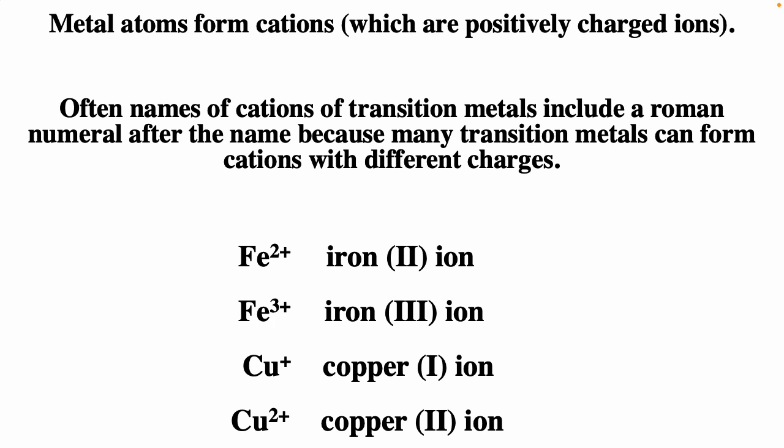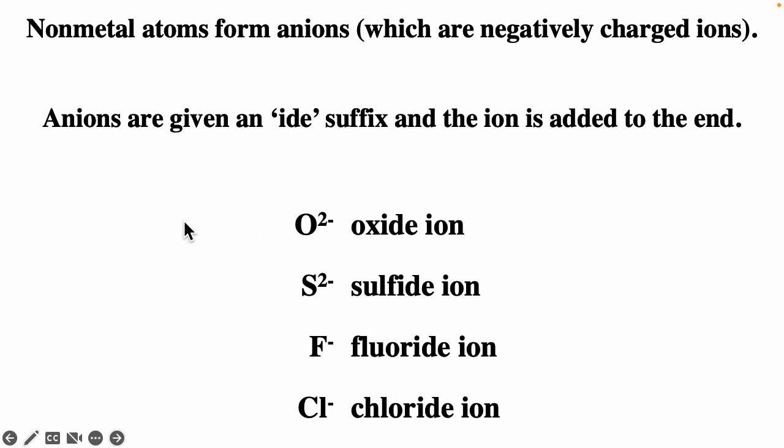Now, typically for transition metals, they can form multiple types of ions. And so we use the Roman numerals for the transition metals. Also for some of the P block metals like lead. Lead can typically form a +2 or +4. And so it uses those Roman numerals. Now for the nonmetals, we have to change the ending. And so oxygen becomes oxide, sulfur becomes sulfide, fluorine becomes fluoride, and chlorine becomes chloride.